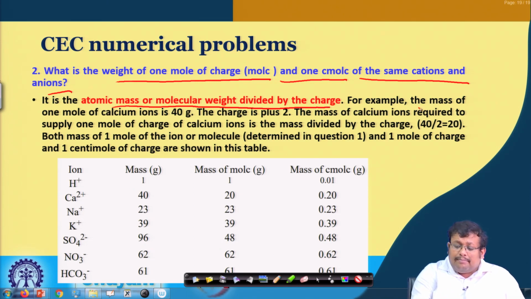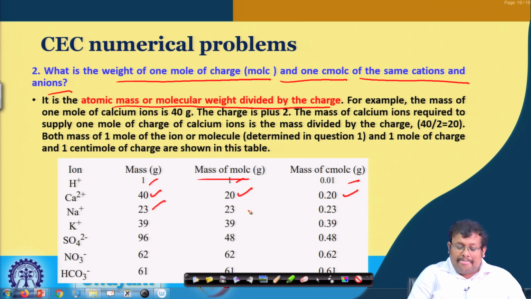For example, the mass of 1 mole of calcium is 40 grams. So, for the mass of calcium required to supply 1 mole of charge, the mass of molar charge will be 40 divided by the valency or charge, that is 40 divided by 2, which is 20. When we calculate the mass of molar charge, obviously the mass of centimolar charge will be 1/100th of it. Similarly for each one: in the case of H, since the valence is 1, the molar charge mass is the same, and the mass of centimole charge is 0.01.